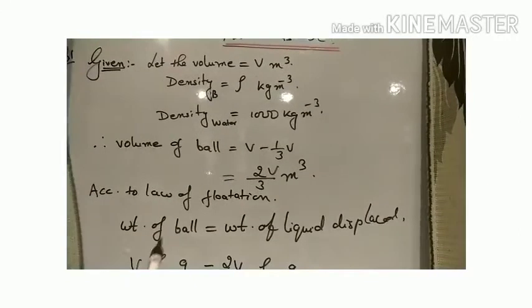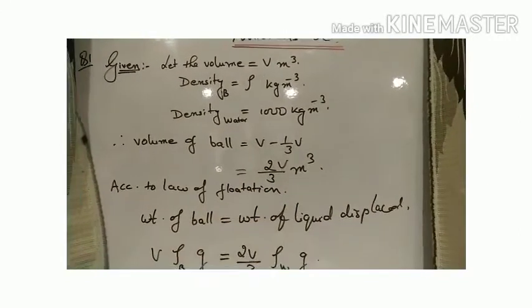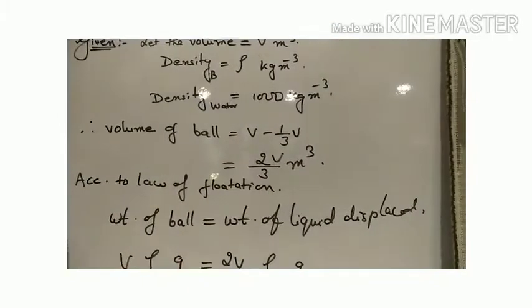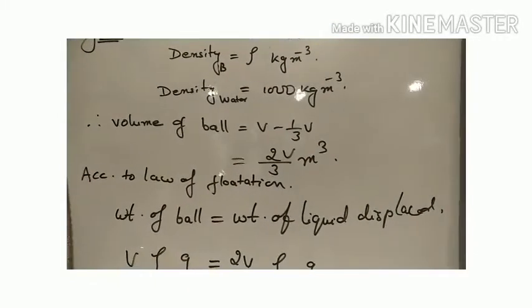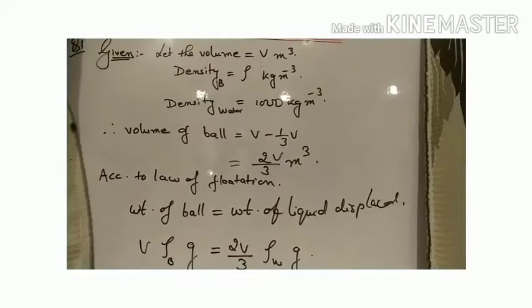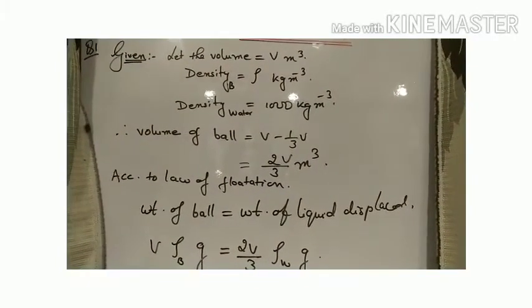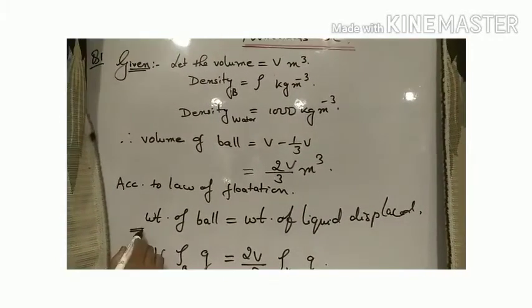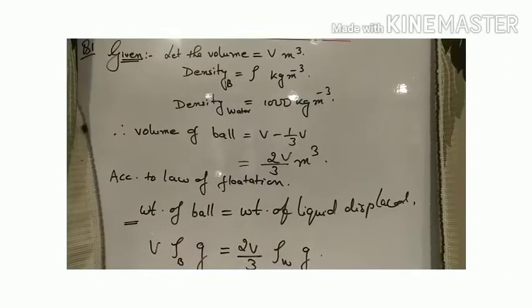Volume of the ball: they are telling that 1/3 of the ball is outside. So V minus 1/3 of V we will calculate. So it is 2/3 V meter cube. Now according to the law of flotation, the weight of the ball is equal to the weight of the liquid displaced by it.